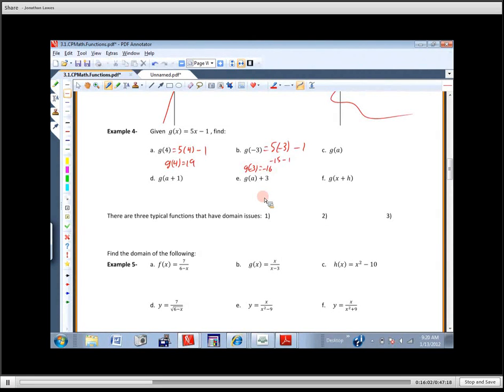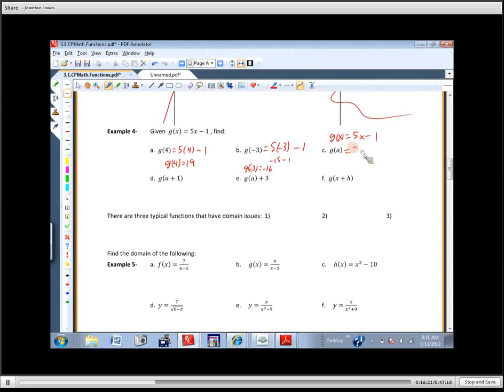So if the rule is G of x equals 5x minus 1, and now I want to know what G of a is, what am I plugging in for x? Just an a, like we did on the front side. So this is going to be 5 times a minus 1. Now, that's a little bit more confusing.